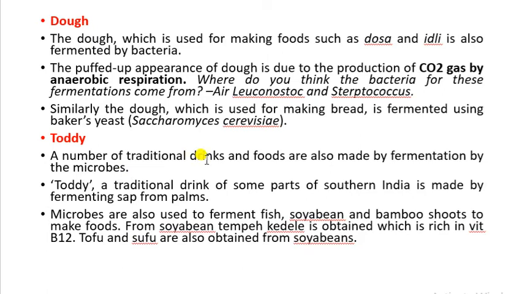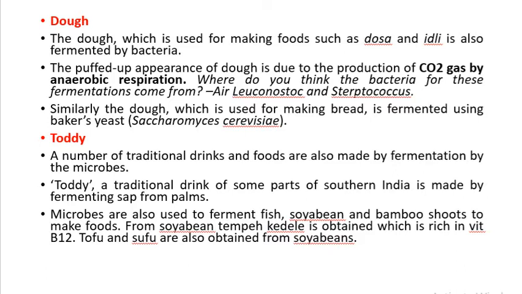Another household product is dough. The dough which we make in our day to day life for making food such as dosa and idli at our home is also fermented by bacteria. So bacteria are widely used for the fermentation of dough, and we use this dough in our regular life for making food such as dosa and idli.